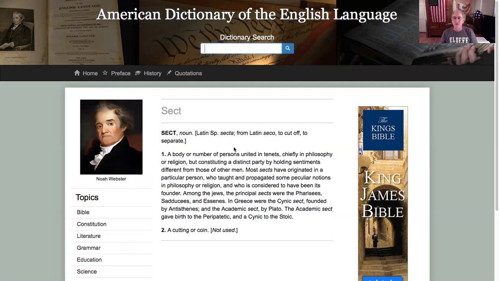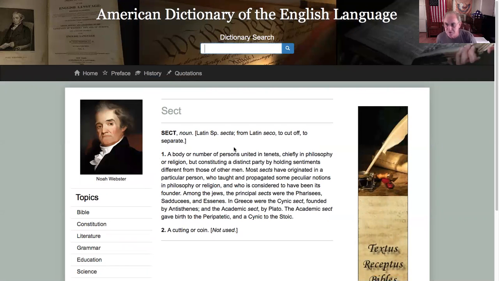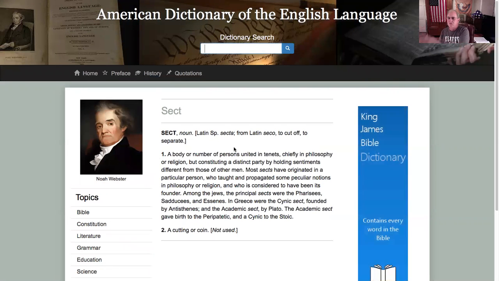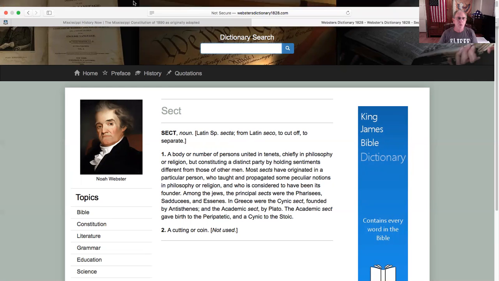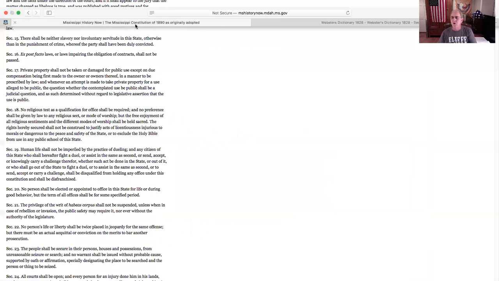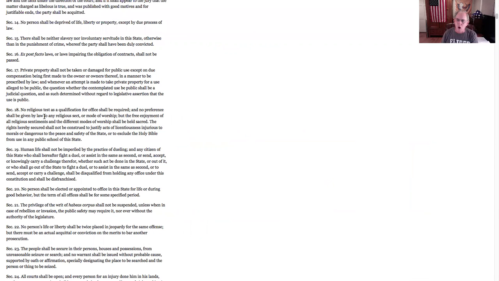The Bible talks about the sects of the Sadducees and the Pharisees. Today, a sect would be considered the Baptist versus the Methodist versus the Catholic versus the Episcopalians versus the Presbyterians. And that's all it means. It's a group of people united in a common cause, usually in the areas of philosophy or religion. But it says here, no preference shall be given by law to any religious sect or mode of worship. That should be self-explanatory with what we just saw.